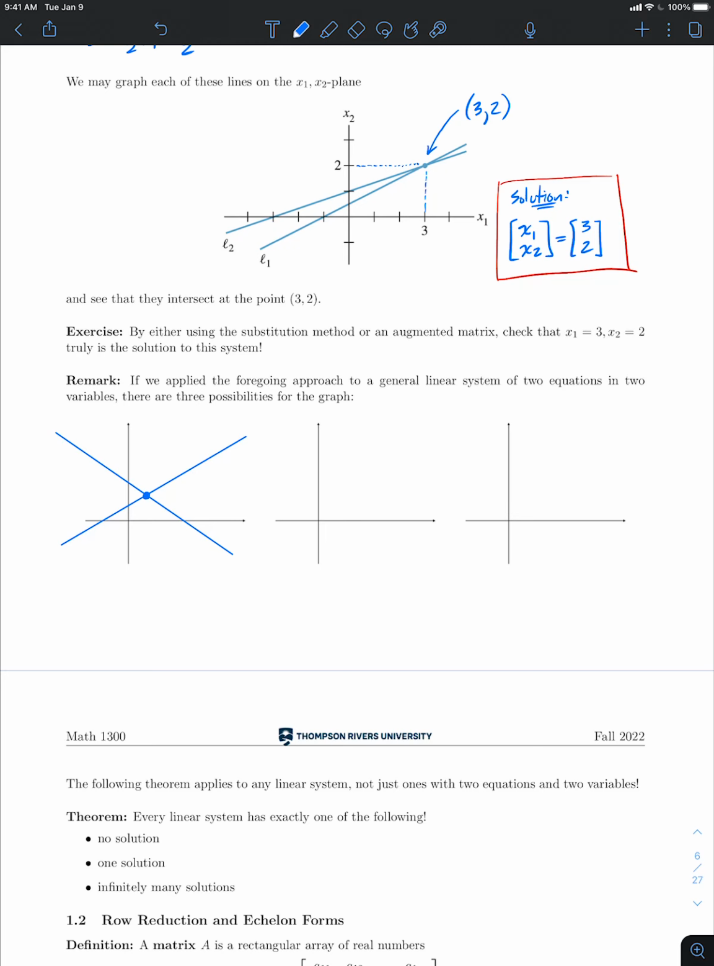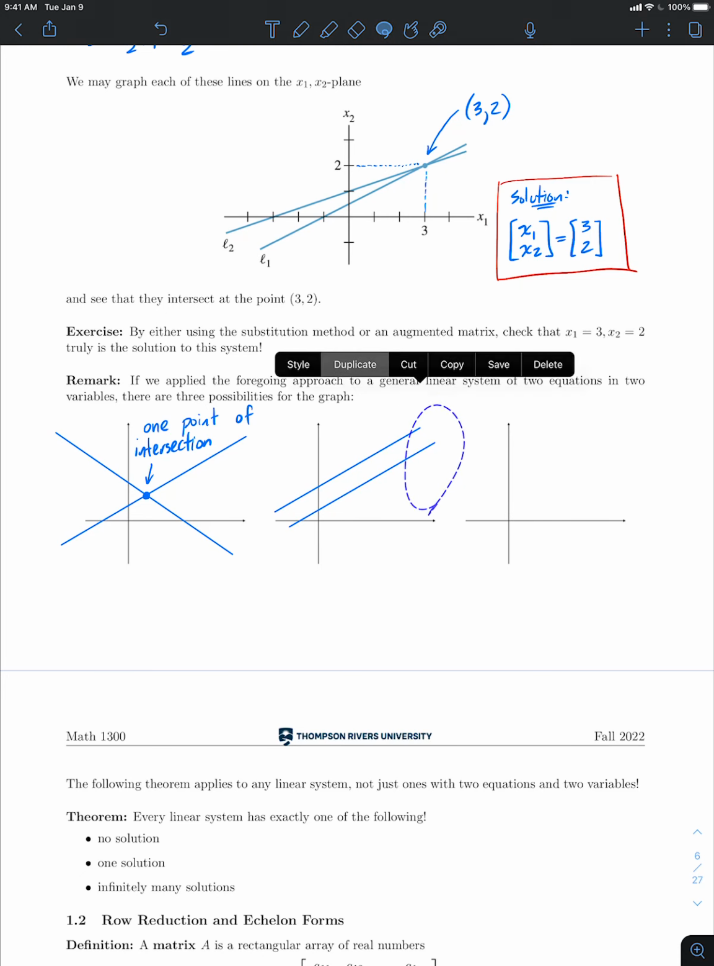So let's say one point of intersection. Hopefully I have enough room to finish this. So we've got one point of intersection. Is it possible that two lines don't intersect at all? That's certainly possible. In fact, that'll happen exactly when the two lines are parallel.